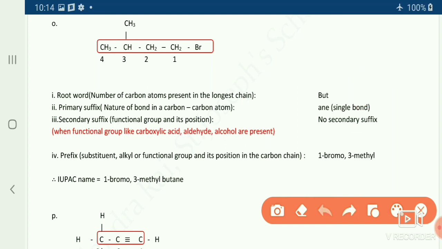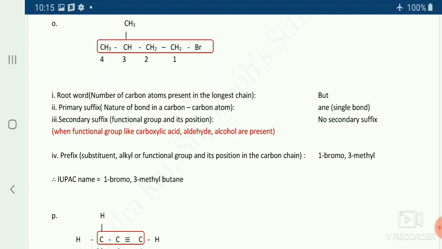Now with the prefix we have to see what is attached. In the prefix there are 2 things attached. One is bromine and one is methyl. Now since bromine is a halogen, we have to give the smaller number to bromine. You have to always make sure of that. So 1-bromo is here, and then 3-methyl is the prefix. Then finally the name: 1-bromo-3-methylbutane.